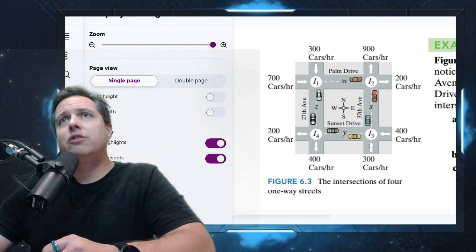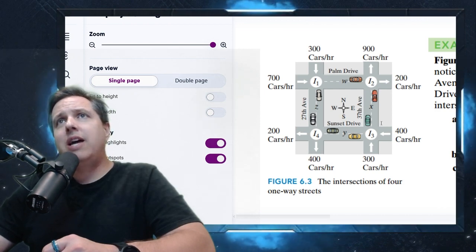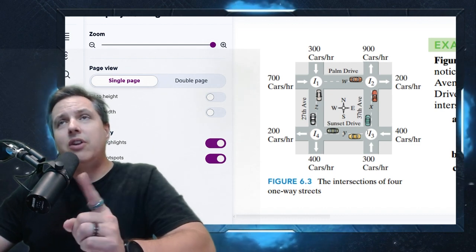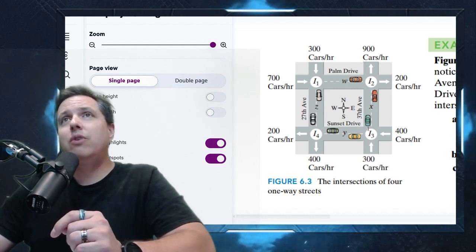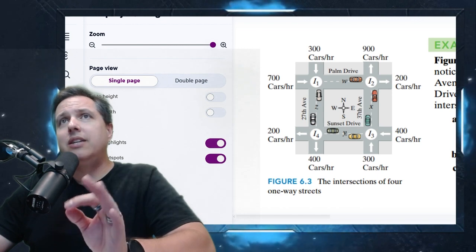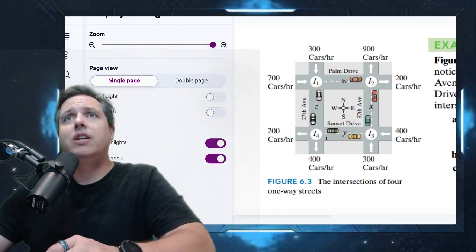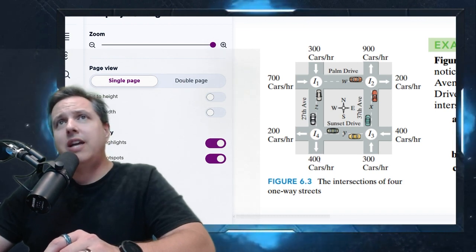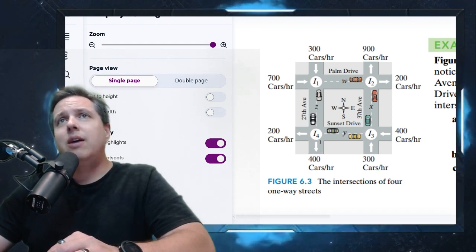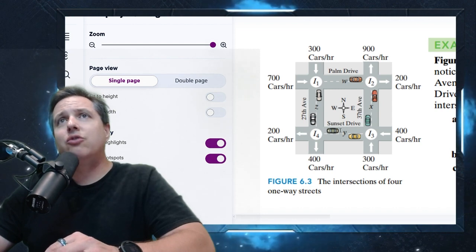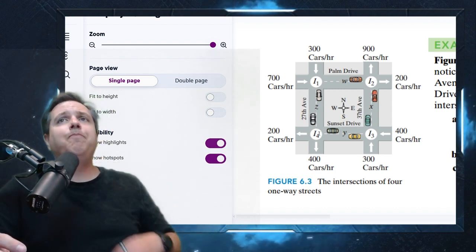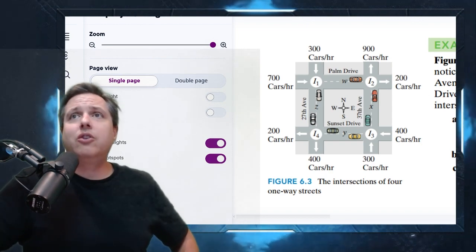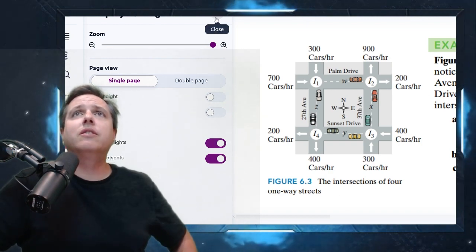Okay, so for intersection 3, 700 cars an hour are entering intersection 3. That means 700 cars an hour are exiting intersection 3. In other words, X plus Y is equal to 700. Over here at intersection 4, 600 cars an hour are exiting intersection 4. That means 600 cars an hour are entering intersection 4. So that's how you build your system of equations for this thing.